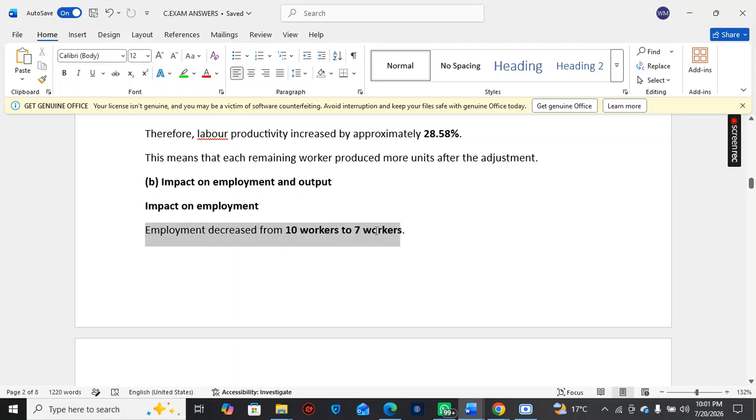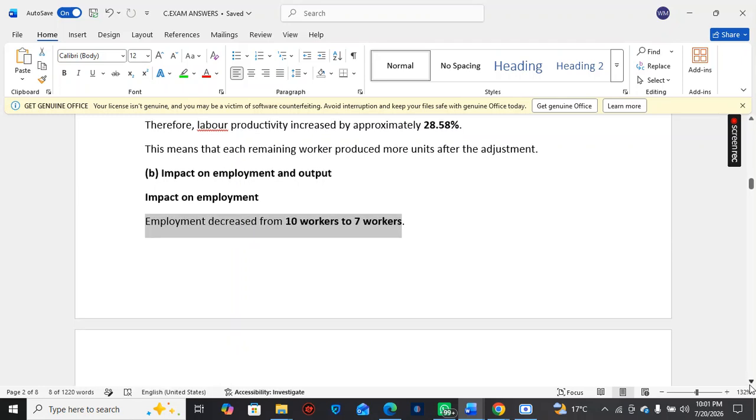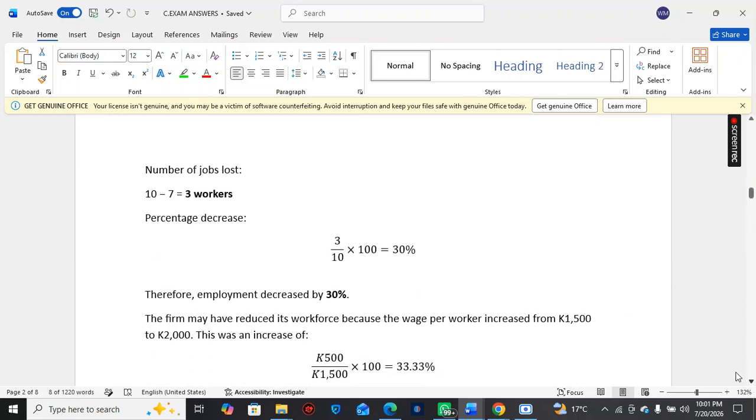Impact on employment and output. Employment decreased from 10 workers to 7 workers. Number of jobs lost, 3. So employment basically decreased by 30%. 3 over 10, 30% drop in employment. This 30% is just representing the 30 workers.